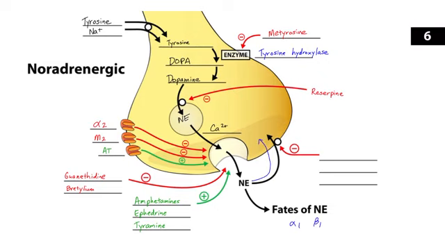One of the main ways that norepinephrine gets out of the synapse is it gets taken back up by the presynaptic cell. And there are several substances that inhibit this reuptake that are worth knowing. Cocaine, tricyclic antidepressants, and also the SNRIs, serotonin norepinephrine reuptake inhibitors, like venlafaxine or duloxetine. So cocaine, TCAs, and SNRIs all inhibit norepinephrine reuptake.